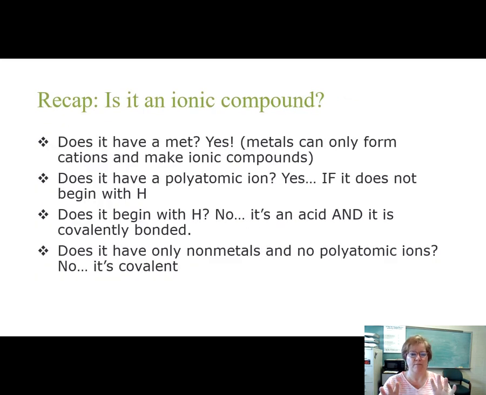So just to recap, when I try to figure out if it's an ionic compound: does it have a metal? If yes, then it is, because metals can only form cations and make ionic compounds. They can't share electrons or form covalent bonds. Does it have a polyatomic ion? Maybe it only has polyatomic ions in it, like ammonium, NH4, which is not a metal but is a polyatomic ion. Ions mean that it's an ionic compound.